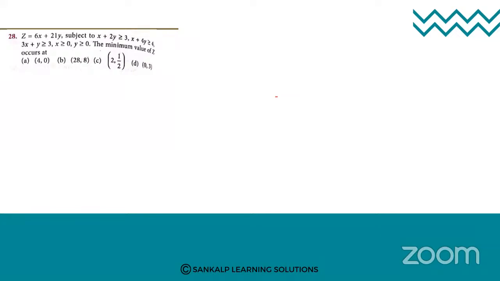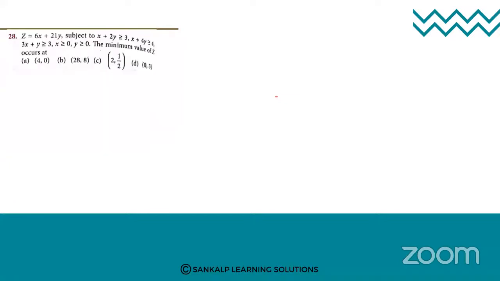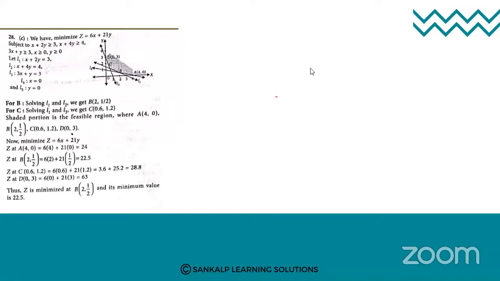You will be getting the corner points on plotting this. On plotting these inequalities, we can see we are getting a region which is again unbounded. When we solve the corner points by substituting, we will see the minimum value is occurring at (2, 1/2).